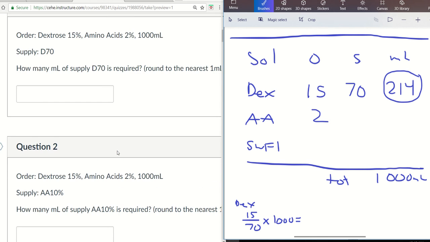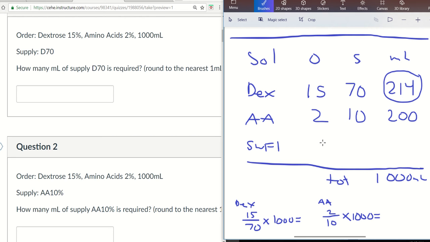Number 2, now they gave us the supply strength for amino acid. So the amino acid strength is 10. We'll do the same math for amino acid. The order is 2. Supply is 10. Our final volume is 1,000 mL. So for amino acid, we will need 200 mL. So your answer for number 2 is going to be 200.